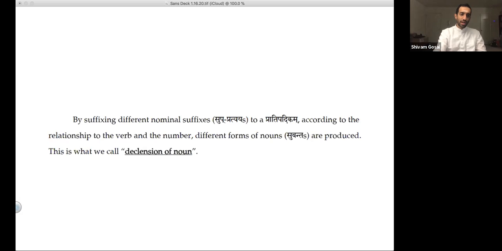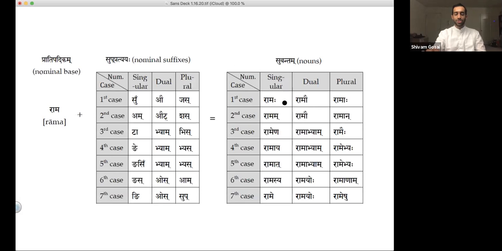We're going to wrap up, but just so you see what it looks like: here's the pratipadikam on the left side, and here are all the sup pratyayas. There are 21 of them. When I add these two together, called declension or declining, I get these 21 forms: Ramaha, Ramau, Ramaaha, etc. We'll end there, and next time we'll do some more common verbs and continue on nouns. Your homework is just finishing what we didn't finish in the workbook.